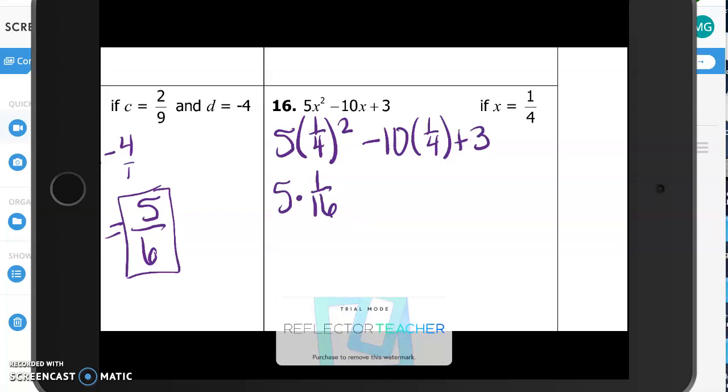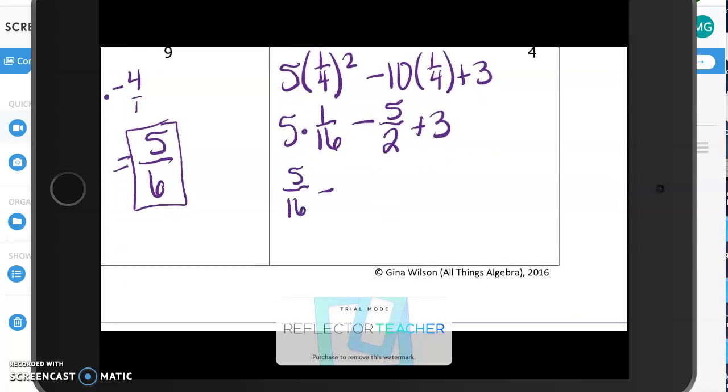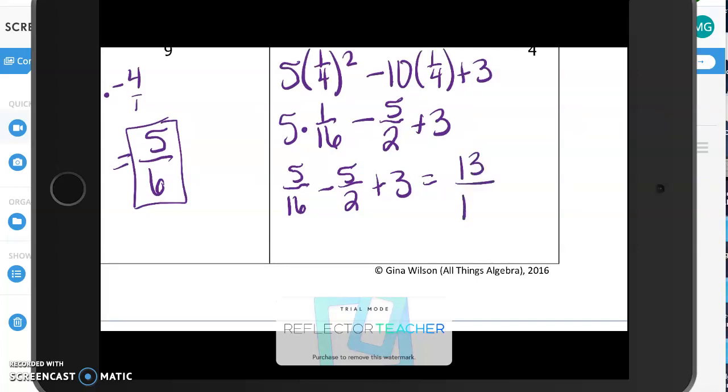This becomes 5 times 1 over 16 minus 10 times 1 over 4 would give you 5 over 2. You do not want to leave it as a mixed number or a decimal. Leave it as an improper fraction, 5 over 2. And then plus 3. So this is just 5 over 16 minus 5 over 2 plus 3. And we do get a fraction of 13 over 16.